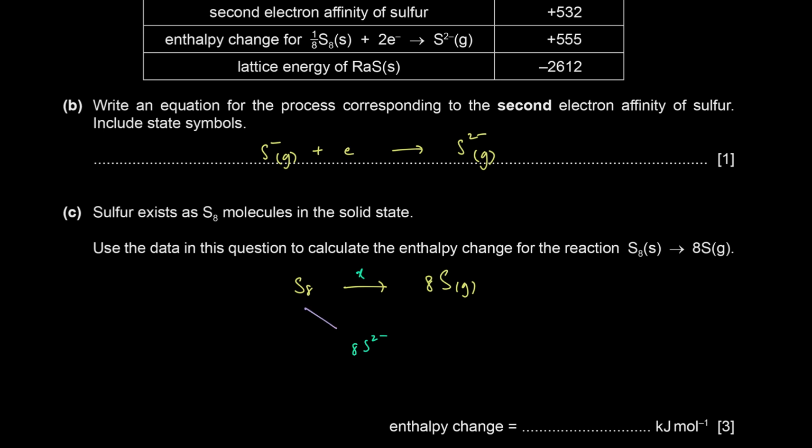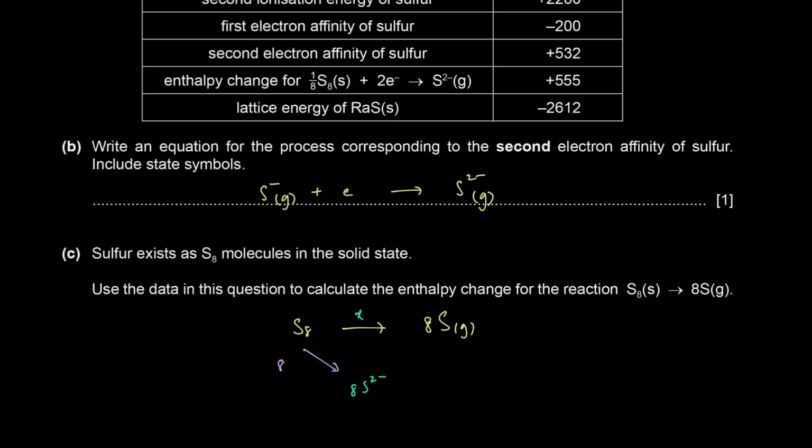We have 8 times the formation of sulfide ions. Here we're making 8 moles of them; here we just have 1 mole. So that's 8 times plus 555. And what enthalpy change relates sulfur atoms to sulfide ions? The sulfur atoms are gaining electrons, so these are the electron affinities of sulfur. And we have 8 moles of atoms. So we have 8 times the first electron affinity plus 8 times the second electron affinity.